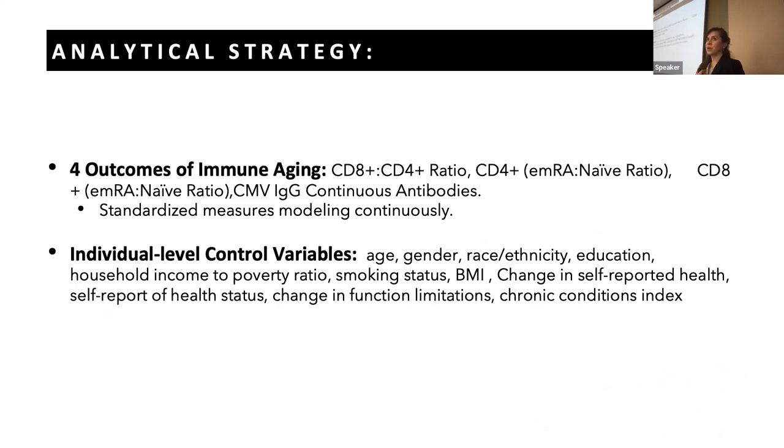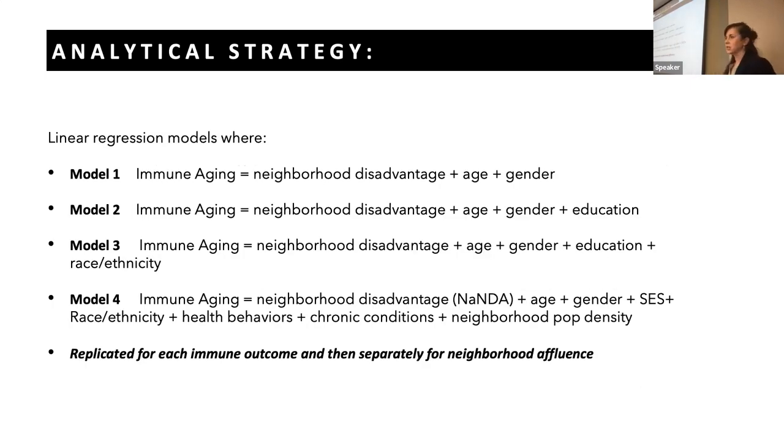We looked at 4 outcomes of immunity: the same 3 that I showed you before, plus CMV as its own outcome now. We standardize those measures and model them continuously, so what you're looking at is standard deviations. And then we had a number of individual level control variables. The modeling strategy here is the immune aging outcome that we talked about, and then neighborhood disadvantage plus age and gender. And then we have a model building strategy that I won't go through all the way here. What we're looking at now is including Bonferroni corrections, because it's a lot of models that we're running. So that's on our radar as we're writing this up.